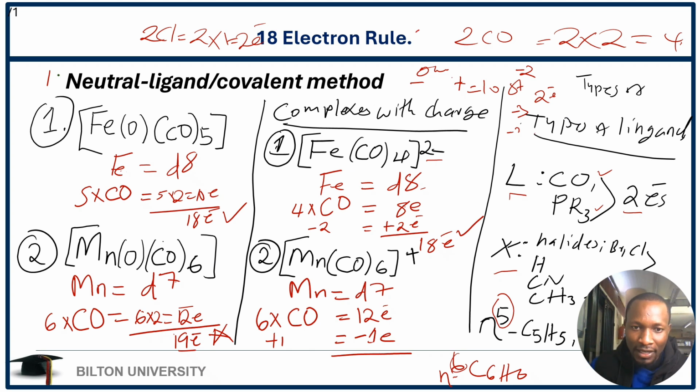So let's add the total electrons that we have. We have 7 plus 12 is 19. 19 minus 1 is 18. So we have 18 electrons, and therefore this complex obeys the 18 electron rule. Remember, in this case, it did not obey the 18 electron rule. All right. So this is how we can perform the neutral ligand method or covalent method when the complexes are charged or when the complex has an overall charge of 0. So let's look at what is next.